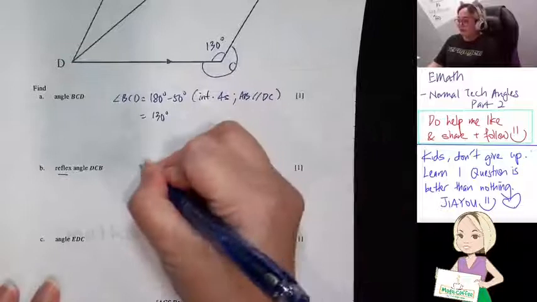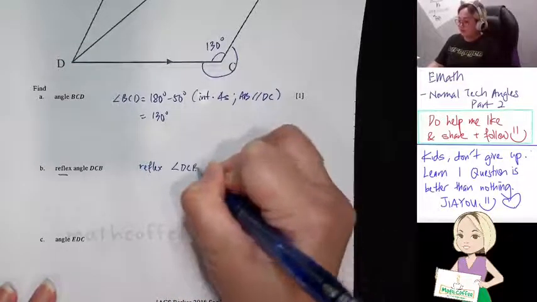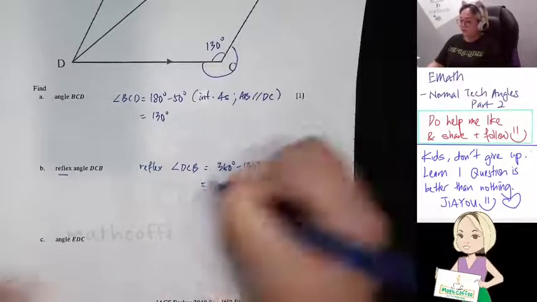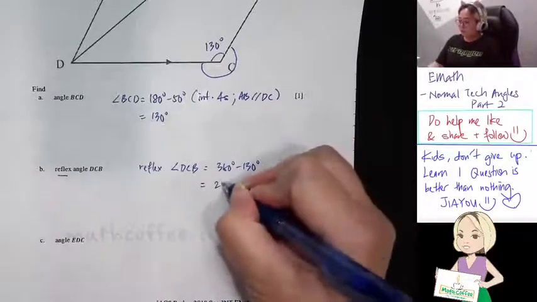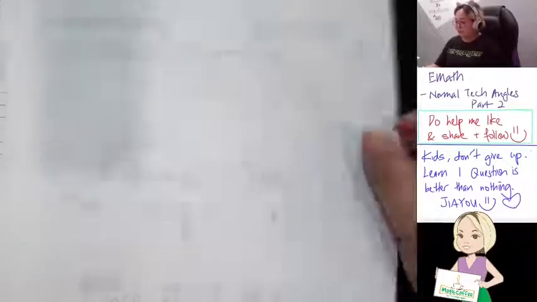So this one, reflex angle DCB. I will have 360 degrees minus 130 degrees. Okay, 360 minus 130, so we have 230 degrees. So this side is 230 degrees.